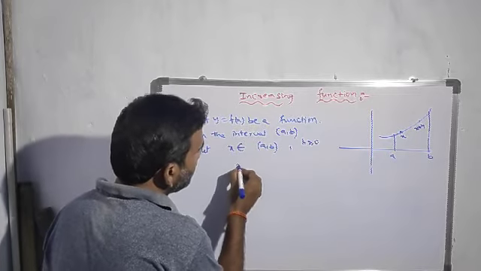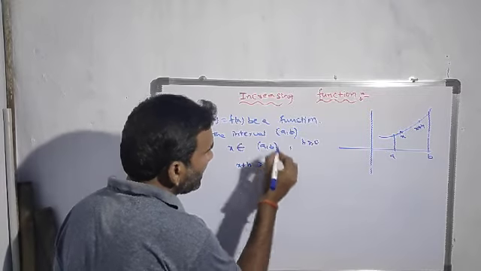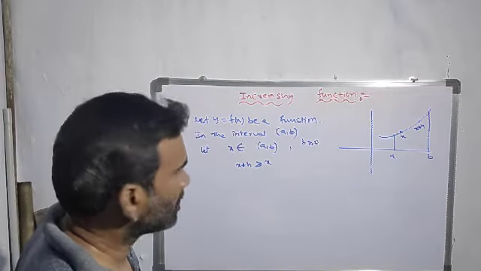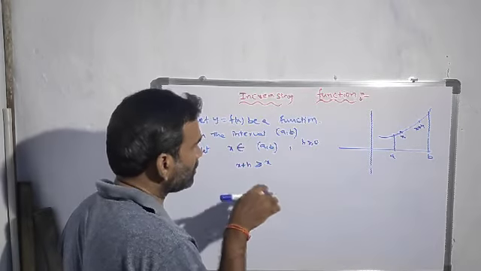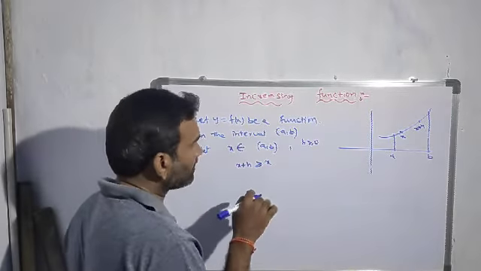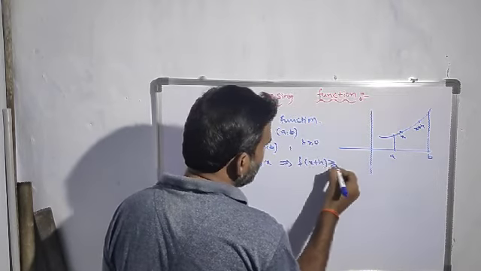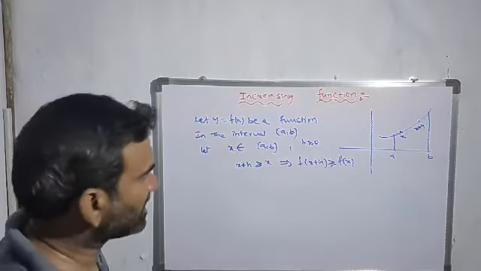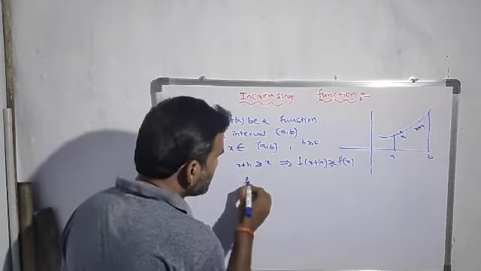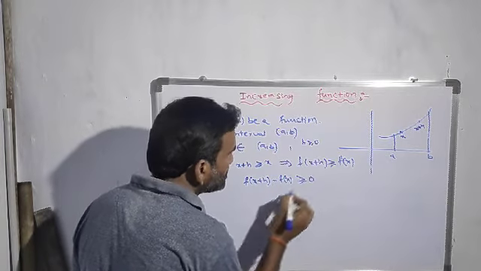So here x plus h is compulsorily greater than or equal to x. If h value equals 0, both are equal. Otherwise, if h is greater than 0, x plus h is greater than x. So f of x plus h is greater than or equal to f of x. f of x plus h minus f of x is greater than or equal to 0.